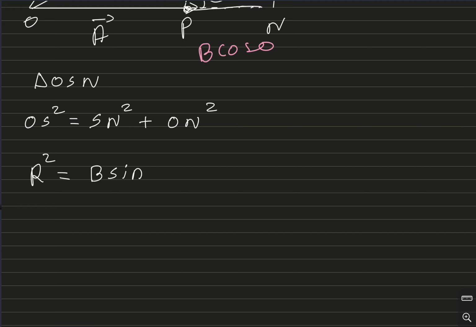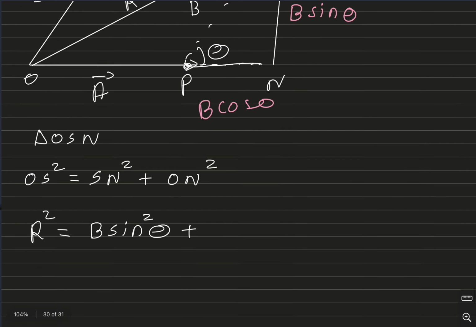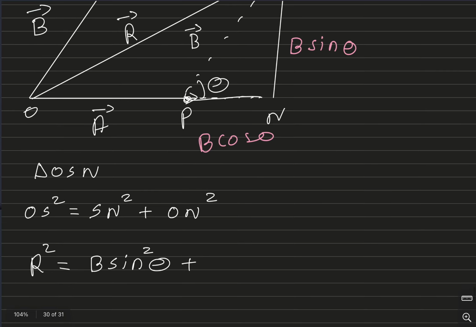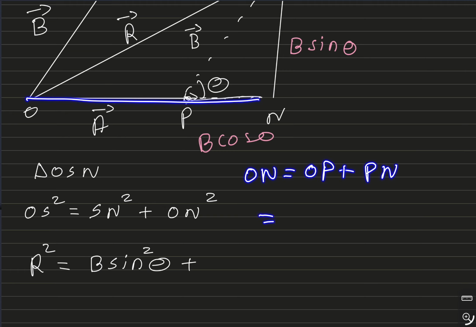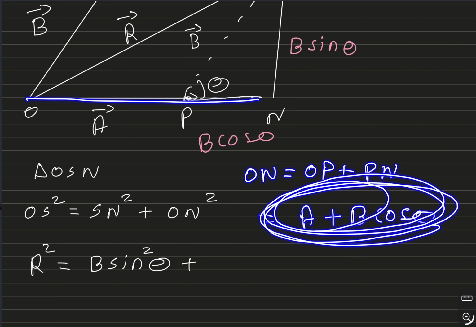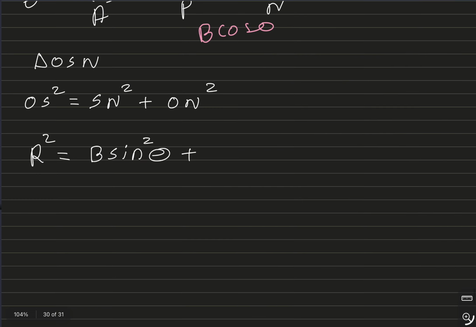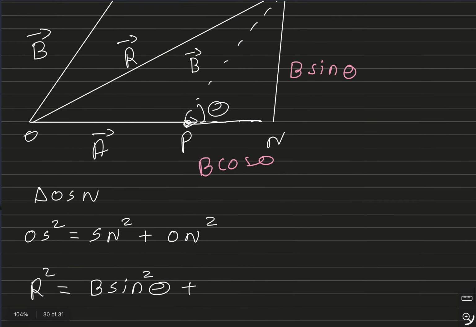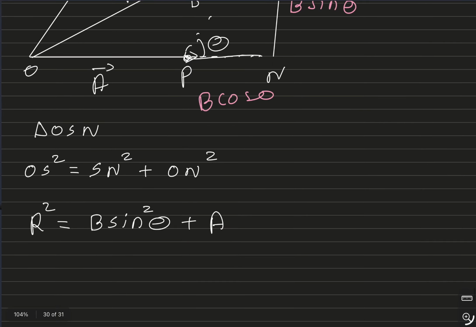It will be sine square theta plus ON square. What is the value of ON? See, this is ON, and ON is equal to OP plus PN. Here OP is A, and PN is B cos theta. So place this value of ON. ON square is equal to (A plus B cos theta) whole square.